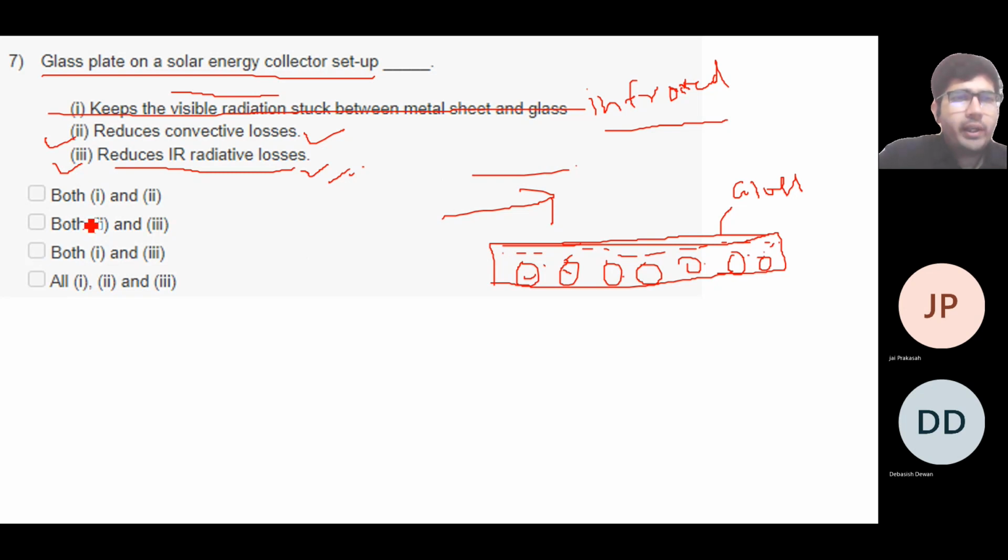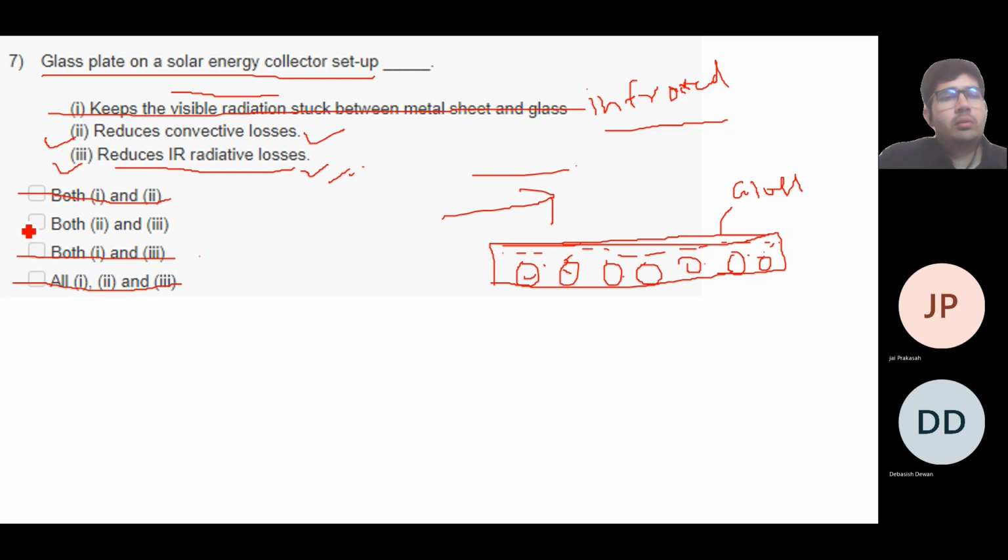So first one is both 1 and 2 correct. Yeah, it cannot be correct because statement 1 is wrong. This is wrong. Now all 1, 2 and 3 again it cannot be because statement 1 is wrong. Both 1 and 3 again it cannot be correct because statement 1 is wrong.